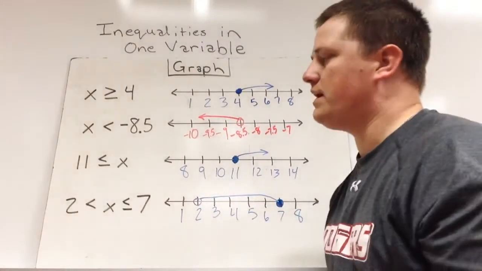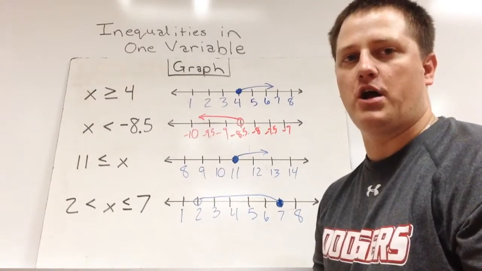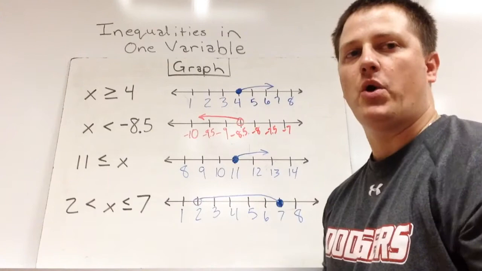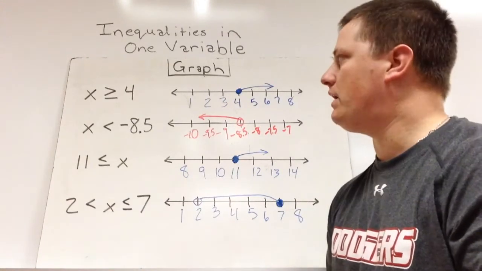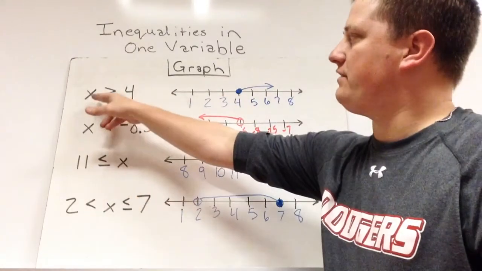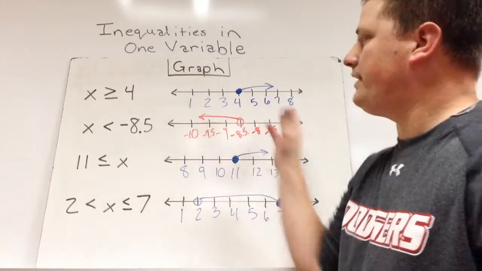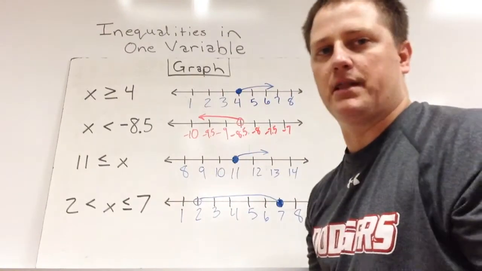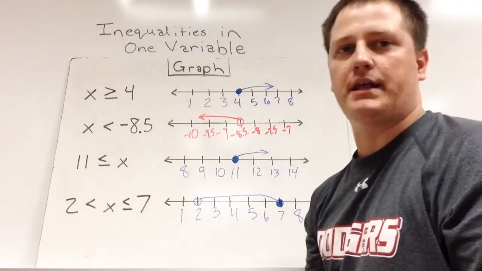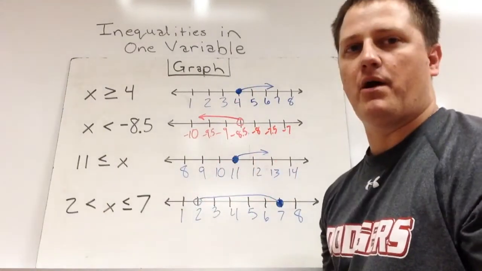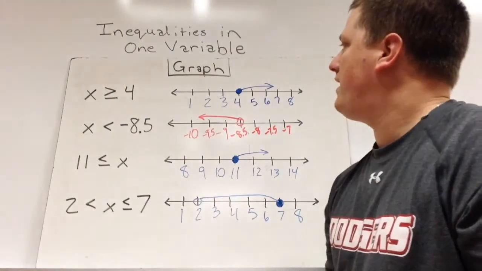Here I have four inequalities and their graphs that go along with them. I want to explain what these graphs are and how we get them from the inequality. So in this first one we have x is greater than or equal to 4. What we do is put in our numbers for our number line, typically putting the number in the middle. So here I have 4 and then numbers on either side. We can count by whatever we want: decimals, fractions, ones, twos, whatever.